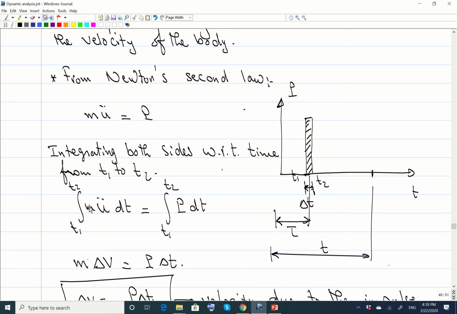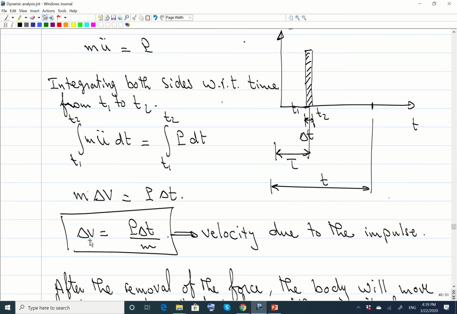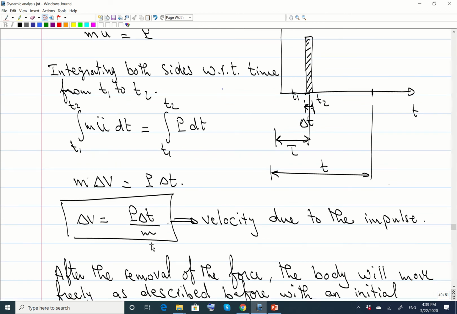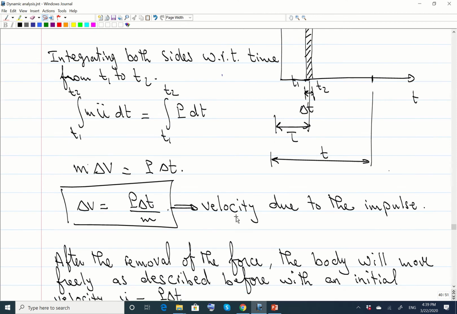Here, when we integrate m u double dot, u double dot is the second derivative of the displacement with respect to time. So integrating this with respect to time, it becomes the first derivative, so m u dot, so it becomes m multiplied by the velocity. So this is the difference in the velocity between the two boundaries of the integration, T2 and T1. So m delta v, where delta v is the increase in the velocity due to that impulse. So delta v is simply equal to P delta T, the impulse, divided by the mass that it's applied on. So this is the velocity due to the impulse.